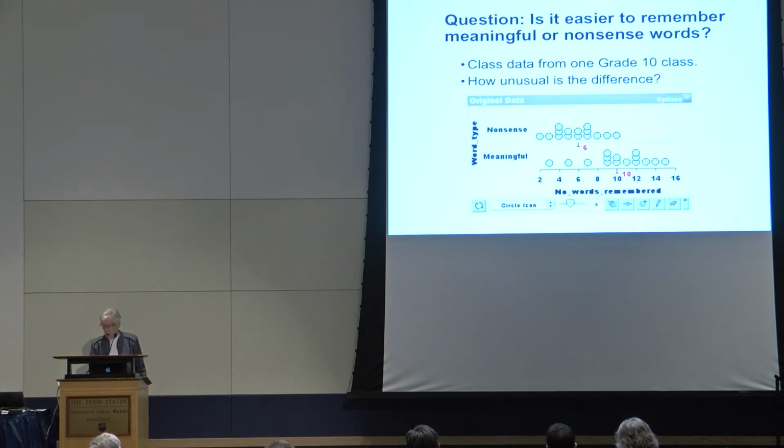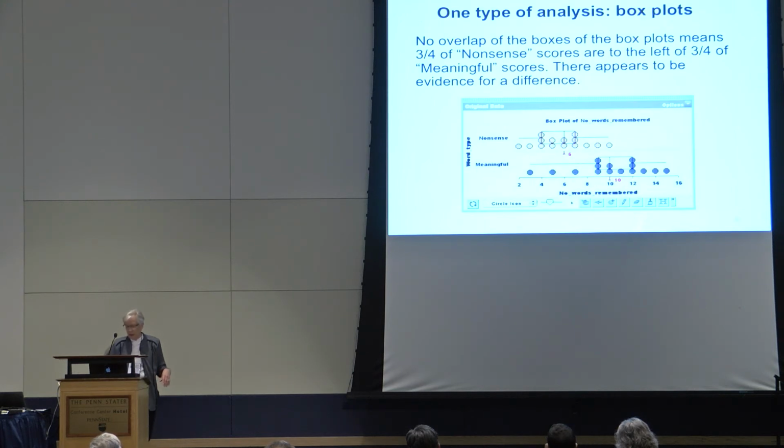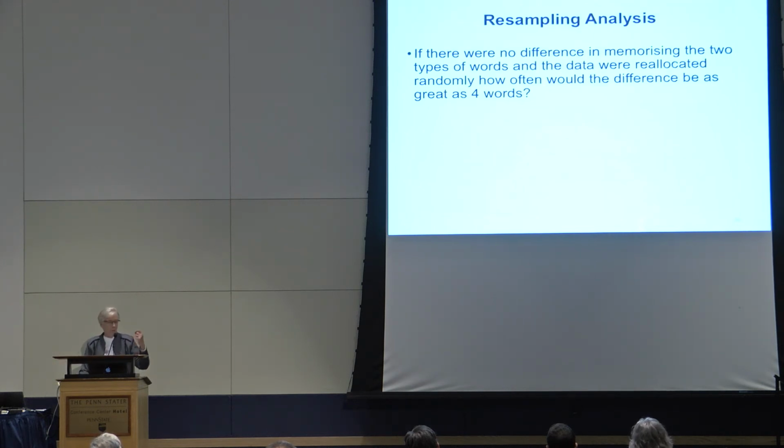One type of analysis that I wanted them to know, because the box plot was in the curriculum but they hadn't done it, of course. If we look at Chris Wild sort of looking at box plots, three quarters of the nonsense ones were less than three quarters of the meaningful ones, so we're pretty sure that's a reasonable difference. And we talked about that. But then, if there's no difference, what happens if we randomly reallocate the data? You know all this, but we had to talk about it fairly thoroughly with the class.